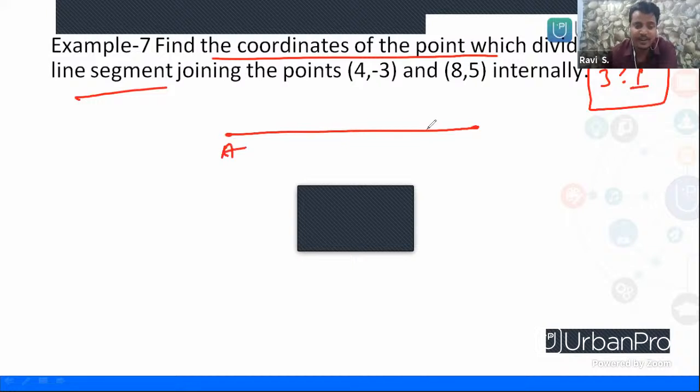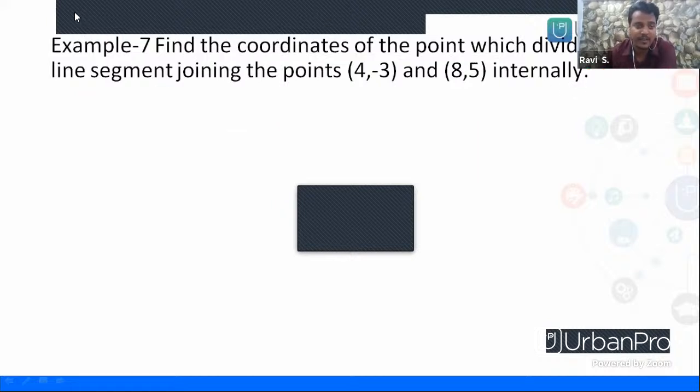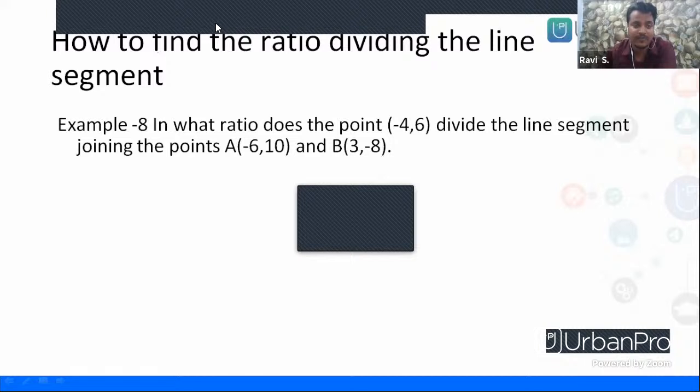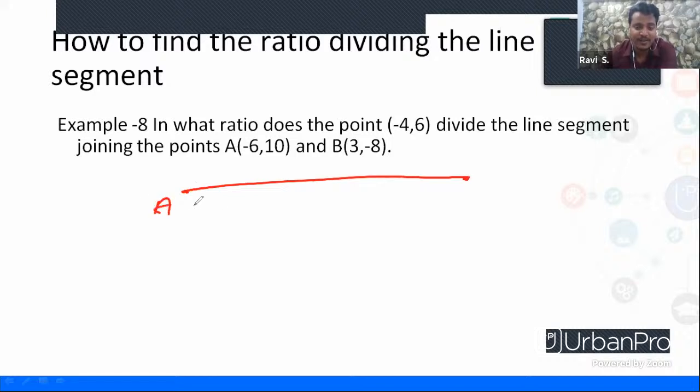So here is the point A, guys. This is the point B again. I'm writing the same question again. Let me go back to that question. Yeah, this is the question. So A is minus 6 comma 10, and B is 3 comma minus 8.